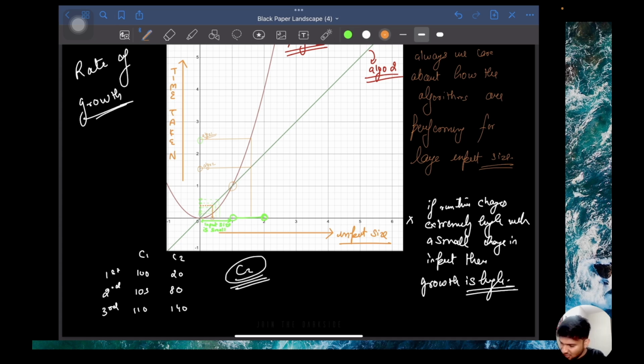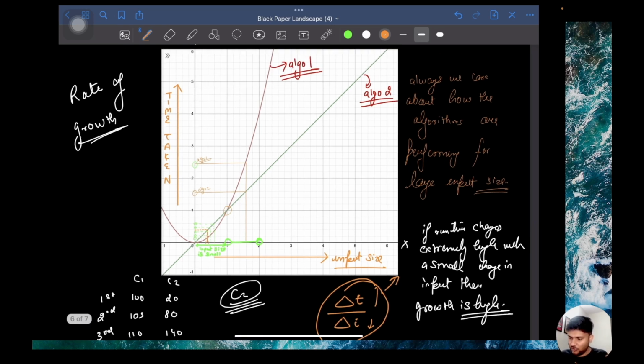So how do you mention change? You mention it like delta, right? So change in time with respect to change in input. If this change in time is very large with respect to very little change in input, then the overall rate is going to be very high. That's what I want to say.